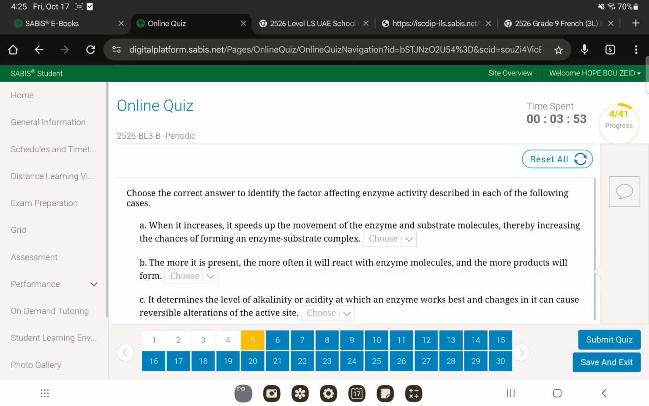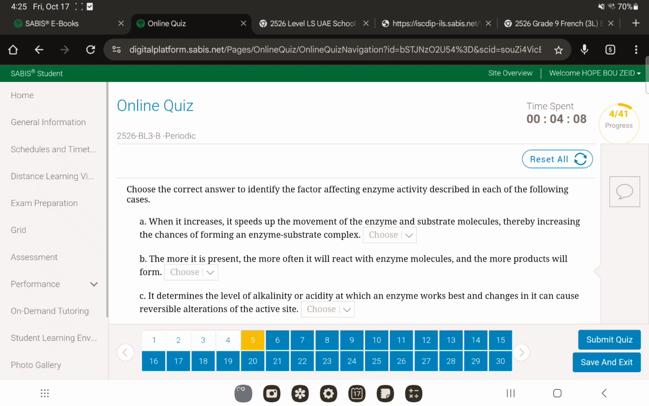Okay, choose the correct answer to identify the factor affecting enzyme activity described in each of the following cases. When it increases, it speeds up the movement of the enzyme and substrate molecules, thereby increasing the chances of forming an enzyme-substrate complex. This would be temperature. The more it is present, the more often it will react with enzyme molecules, and the more products will form. This is substrate concentration.